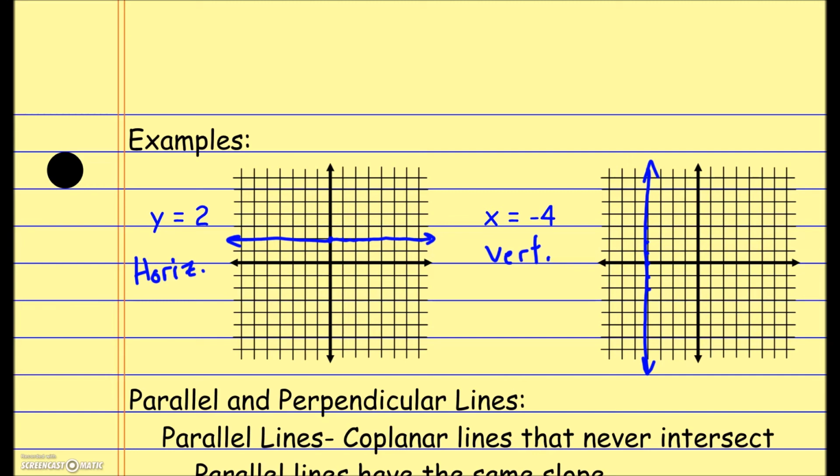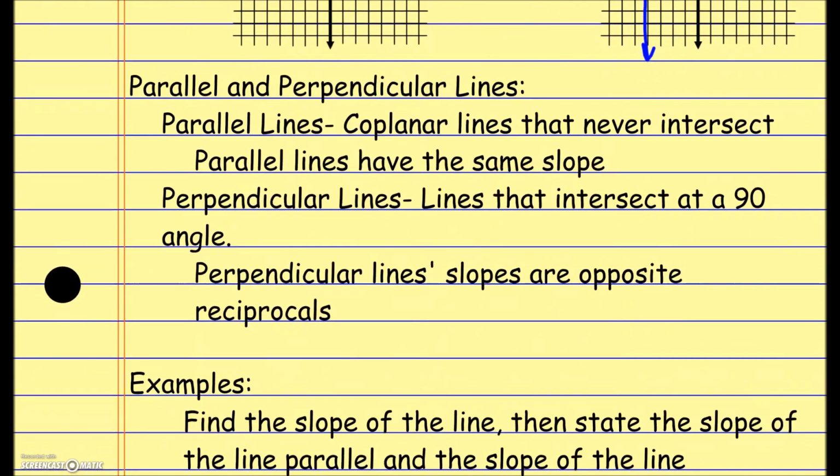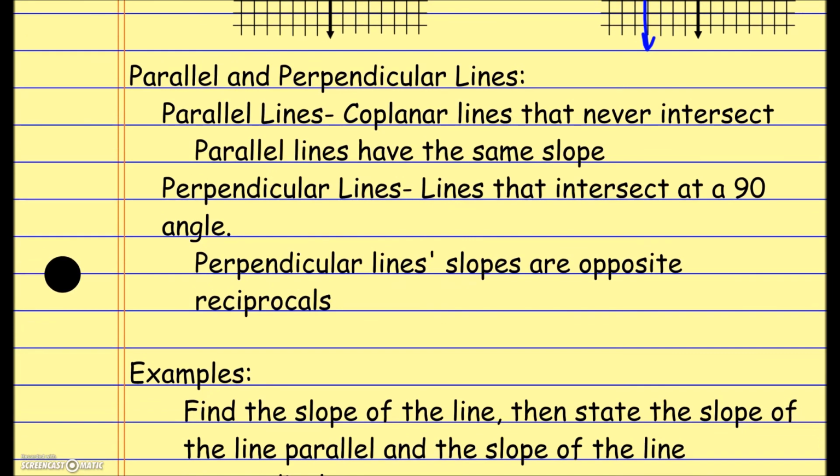It means those x values and those y values are going to stay constant the whole time. All right. The last thing we're going to look at is parallel and perpendicular lines, just because this deals a lot with slope. Parallel lines are coplanar lines that never intersect. Parallel lines always have the same slope. Two lines that never intersect have to be going off at the same angle. They have to have the same slope.